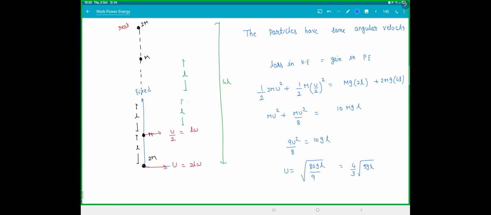Got this? So just be careful. Whenever there's a light rod and you have more than 1 or 2 particles, they don't have same speeds, they have same omegas. Just be careful with that, and that's just fine. Clear with this?